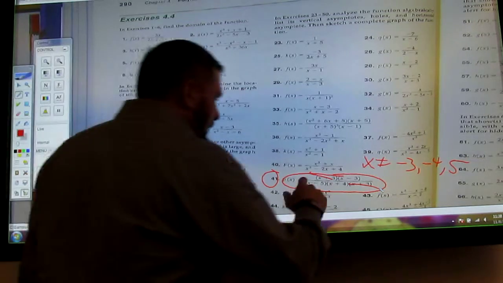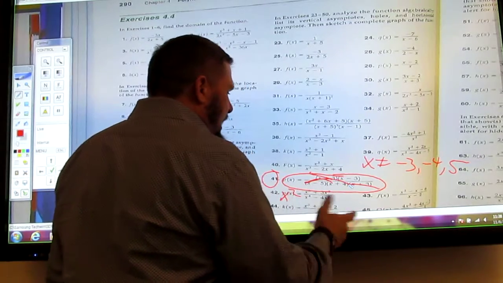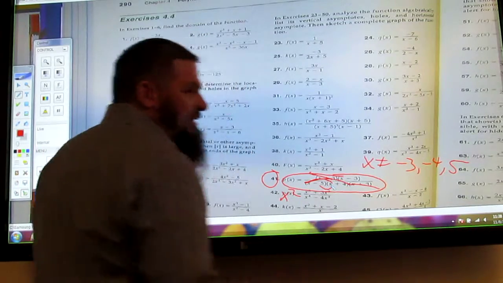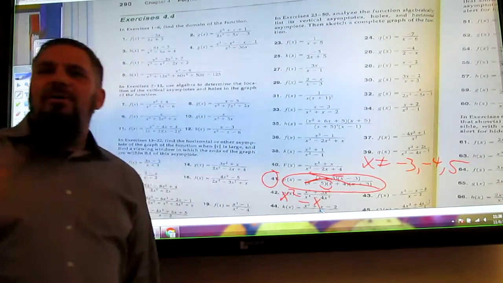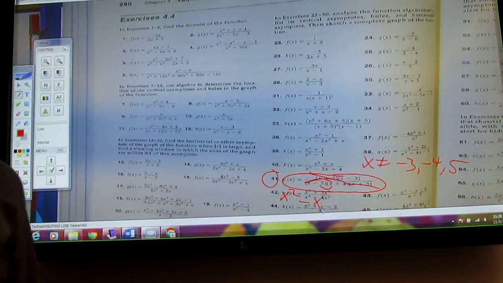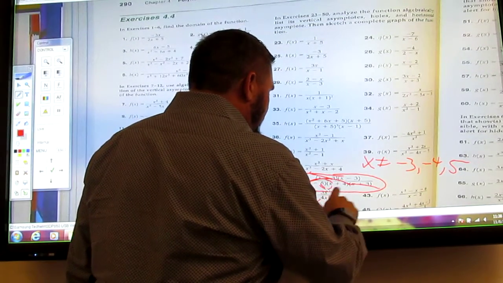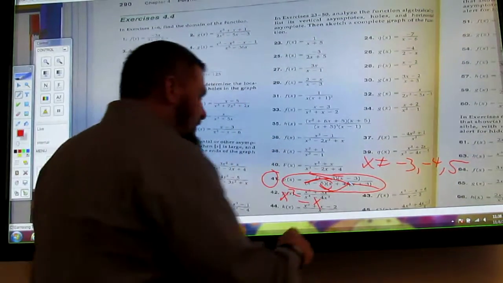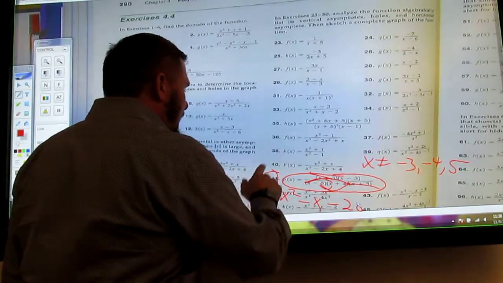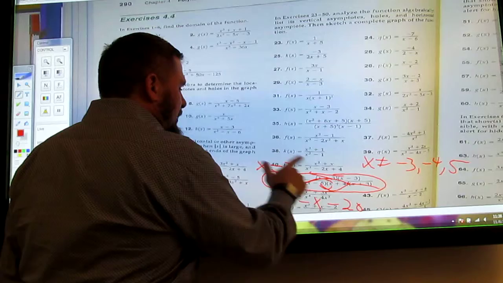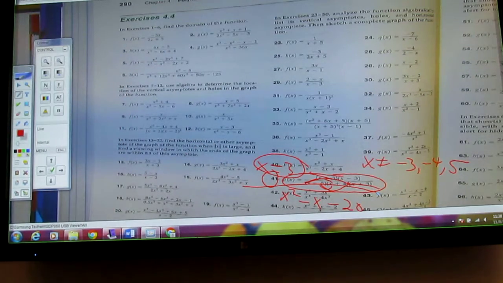Everybody on the block gets a paper. x times x is x squared. x times 4 is 4x. Negative 5 times x is negative 5x. That's a minus x, because 4x plus negative 5x is minus x. And then negative 5 times 4 is a minus 20. And so you'll end up with x plus 3 over x squared minus x minus 20.